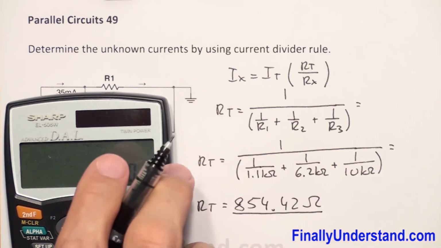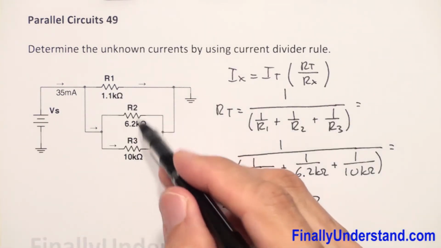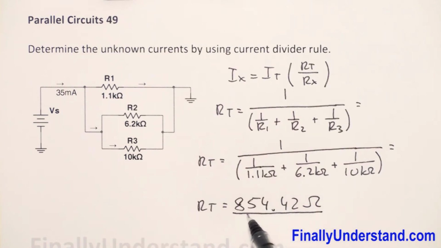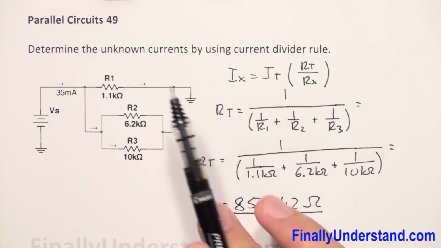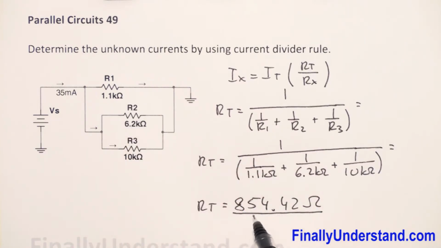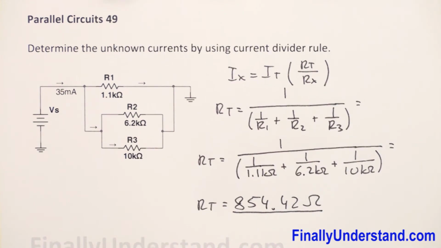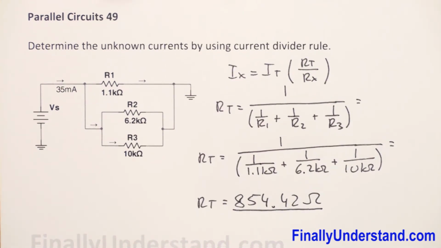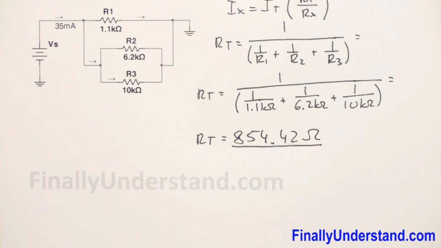Again, please notice that the total resistance of a parallel circuit is always less than the lowest resistance in the circuit. So if the lowest resistance is 1.1 kilo ohms and we got 854.42 ohms, it means that our calculations are okay. Now I'm going to use the current divider rule to find the currents.